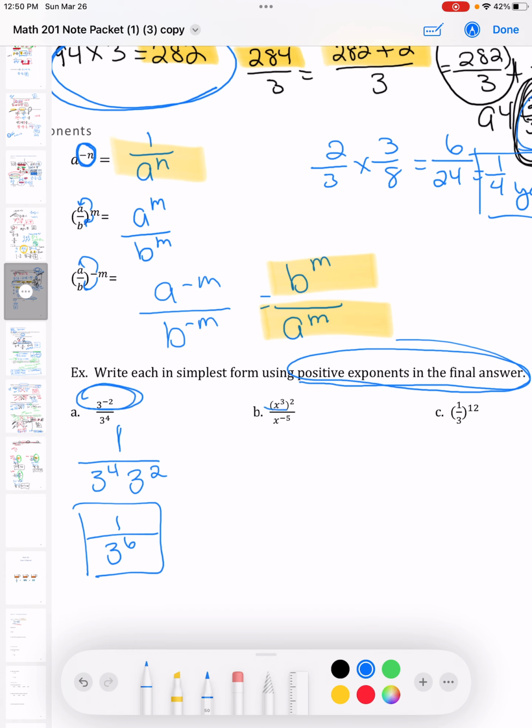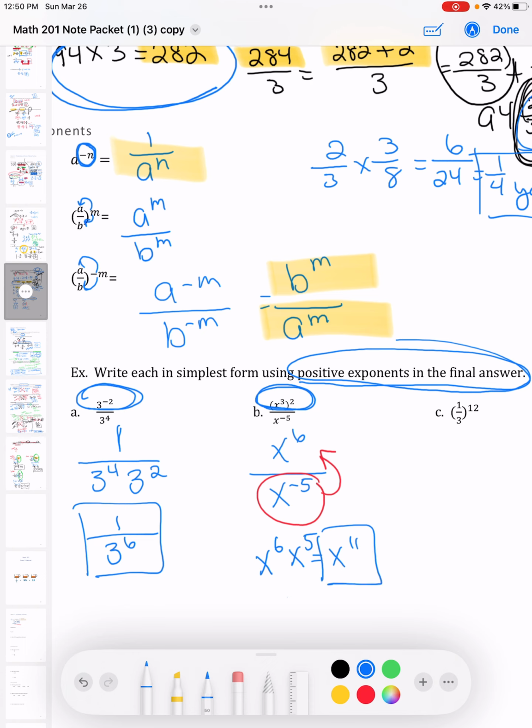Looking at B here, kind of a throwback. In the numerator, that's where we're going to multiply those exponents. I need to move this -5. It's going to move to the numerator. It's that inverse. That leaves me nothing in the denominator. You can put a 1 there if you want to. You don't have to though, because we can simplify that. And then I'm going to add the exponents together to get x to the 11th.